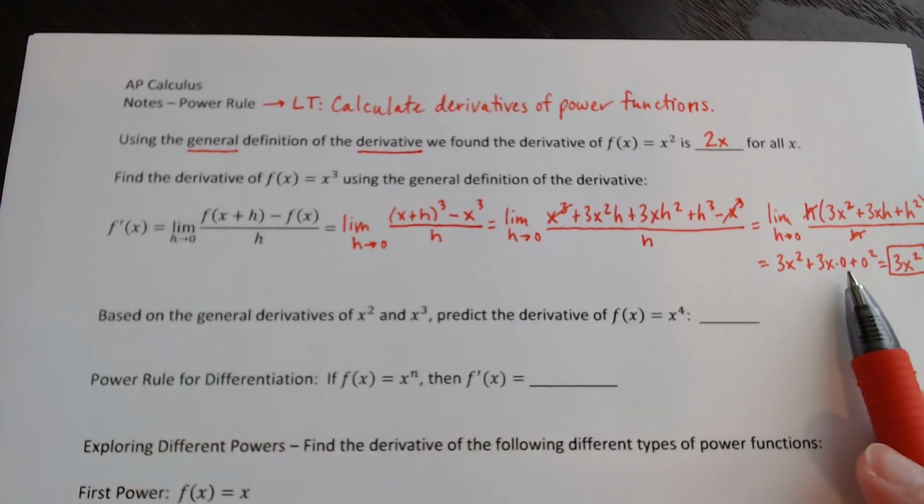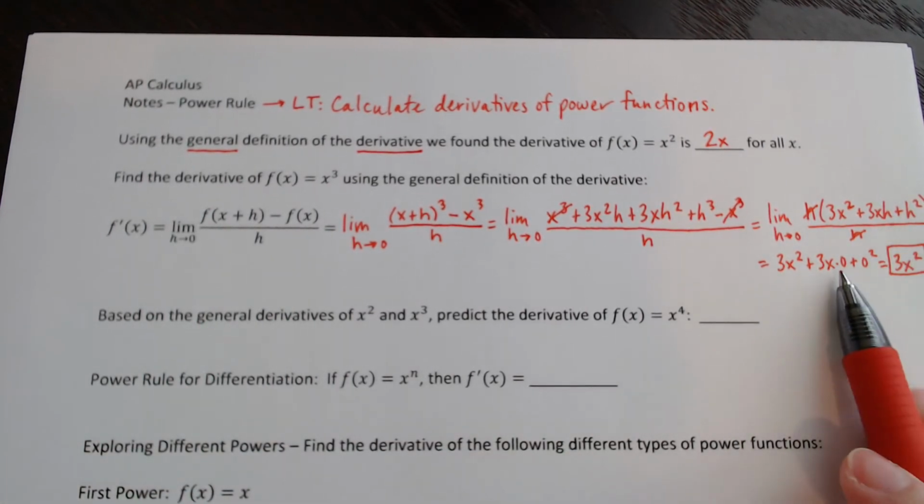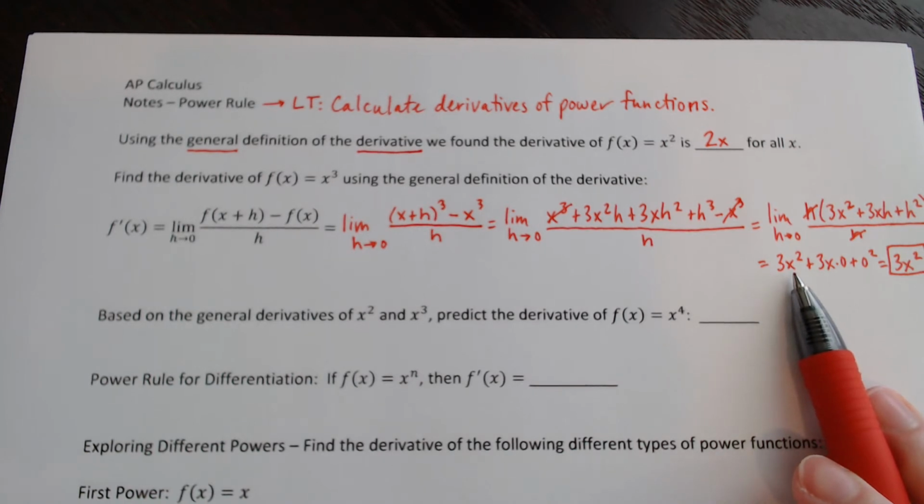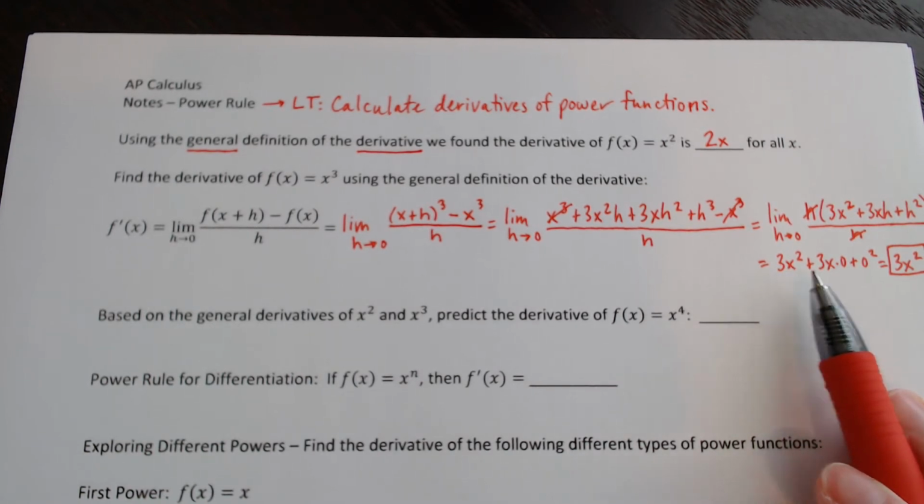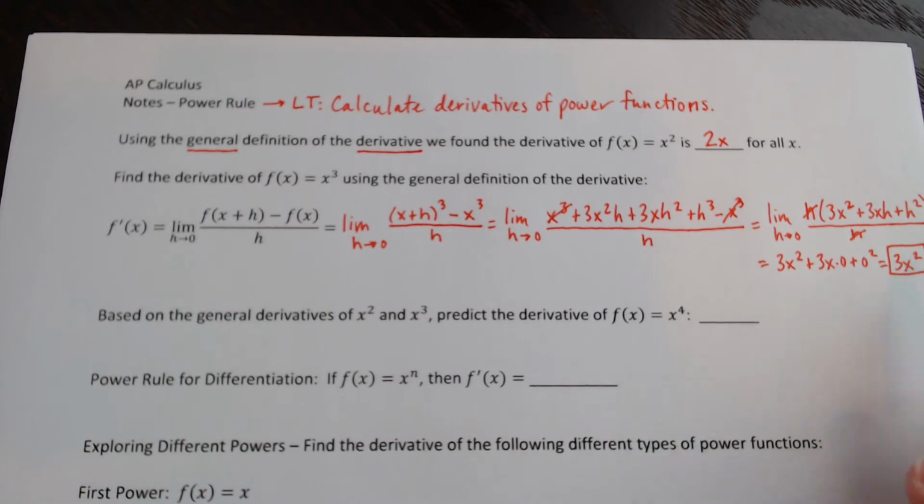When we substitute 0 in for both the h's that we see in that expression, we end up with just the one term left of 3x squared. So the general derivative of the x cubed power function is 3x squared.